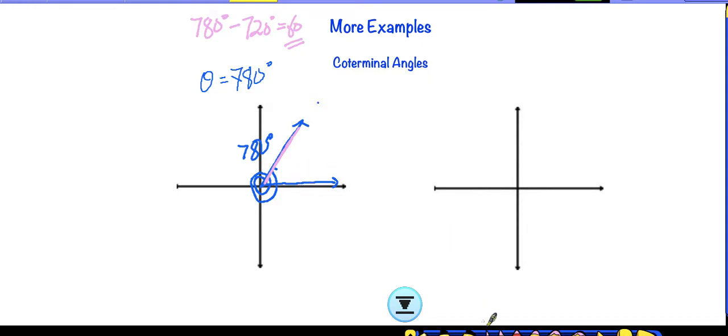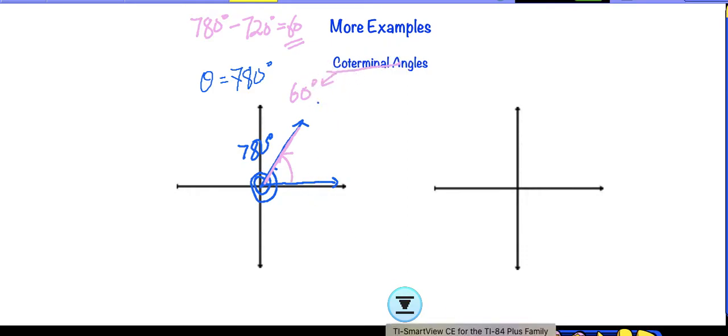So let's check one example. Let's just use this color. Some students already noticed, how about I just start from here? Then how many degree is this? 60. Yes. So a coterminal angle for this case can be 60 degree.